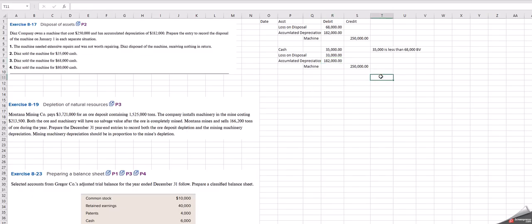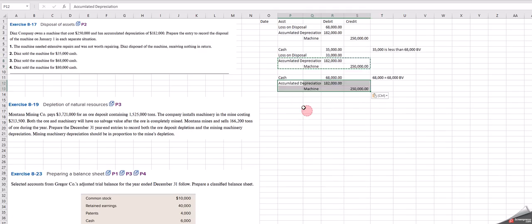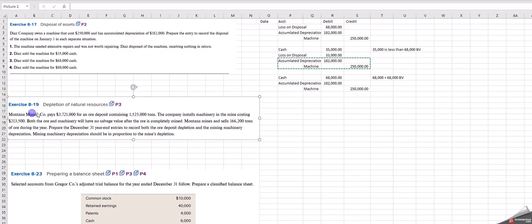Now then, what if we sold it for $68,000, which equals our $68,000 book value? Then we're not going to have any loss. So $68,000 is going to be our cash that we receive, and then our final two accounts are going to be the same. So these ones, again, never change. We're always debiting accumulated depreciation for the $182,000 and then crediting the machine. Let me add a couple rows here.